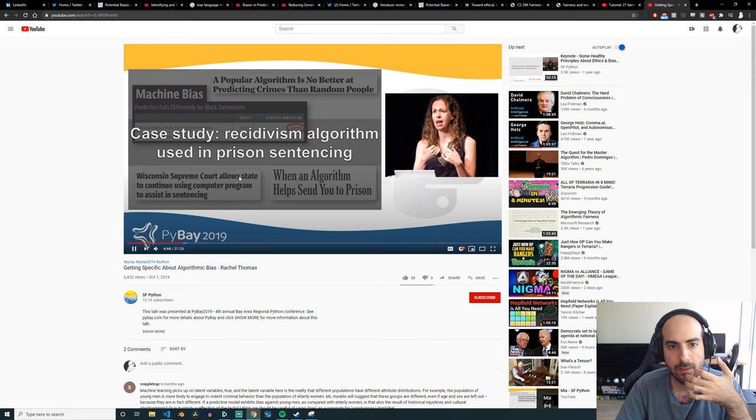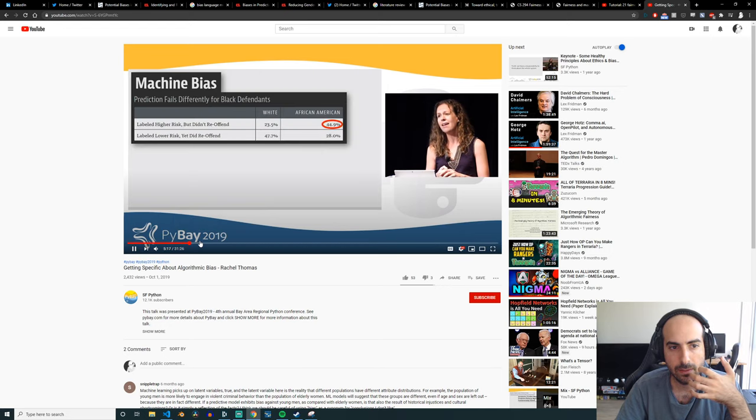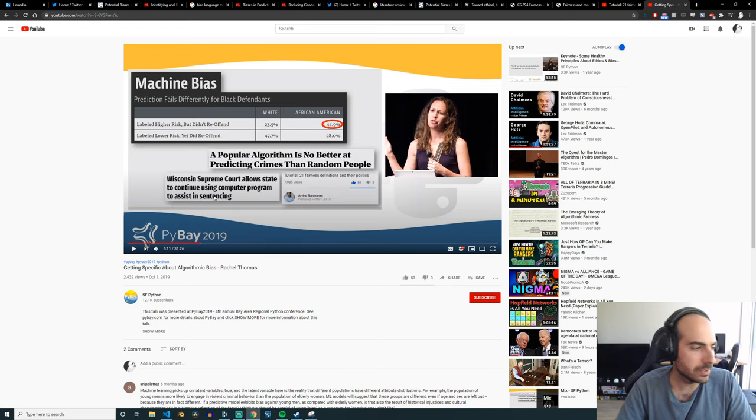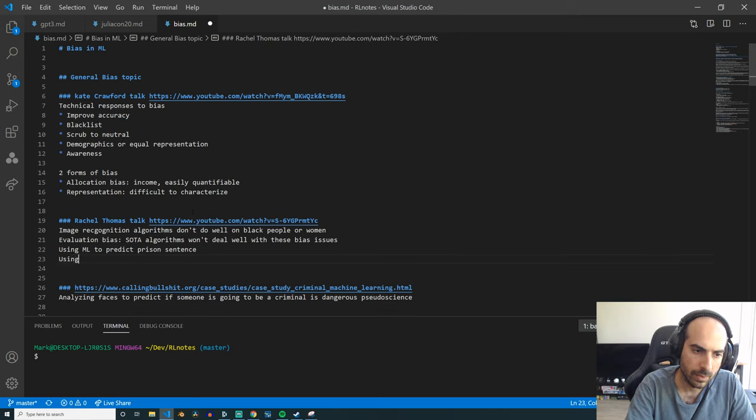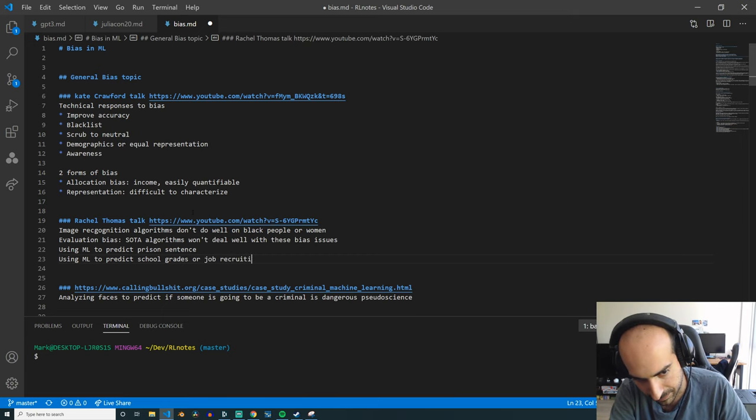One system is determining who has to pay bail. It's really high. Did you see this recent work? Basically, there's using ML to predict prison sentence, using ML to predict school grades or job recruiting.